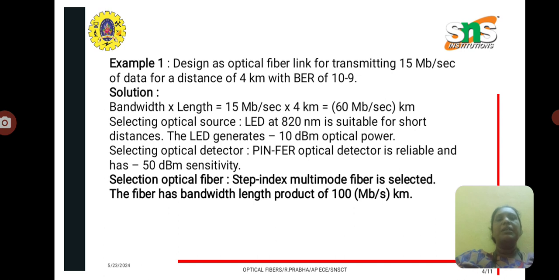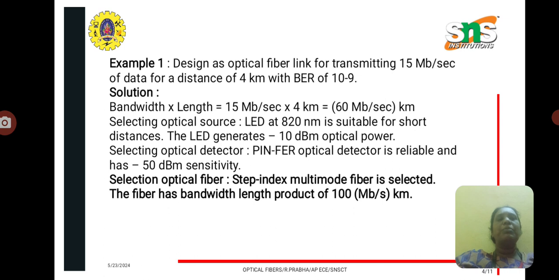Selecting the optical source, an LED at 820 nanometer is suitable for short distances because it is only 4 kilometers. The LED generates minus 10 dBm optical power. Selecting the optical detector, a PIN photodetector is reliable and has minus 50 dBm sensitivity. Next we have to select the optical fiber. Here the step index multimode fiber is selected. The fiber has a bandwidth length product of 100 megabits per second kilometer.